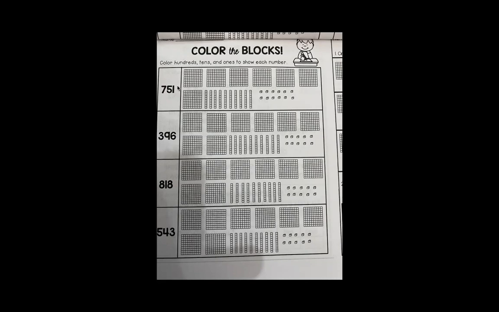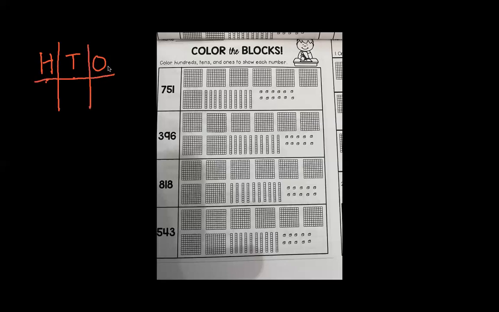Color the blocks. Color hundreds, tens, and ones to show each number. When we look at place value, we have to remember that every single digit in a number has a different place and value. We are looking at hundreds, tens, and ones.